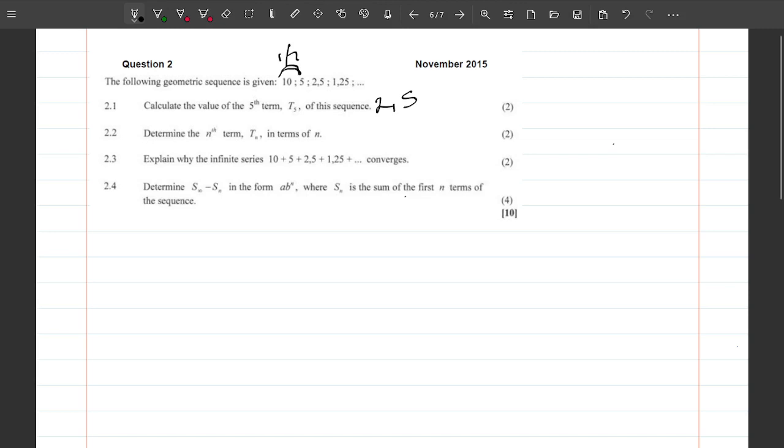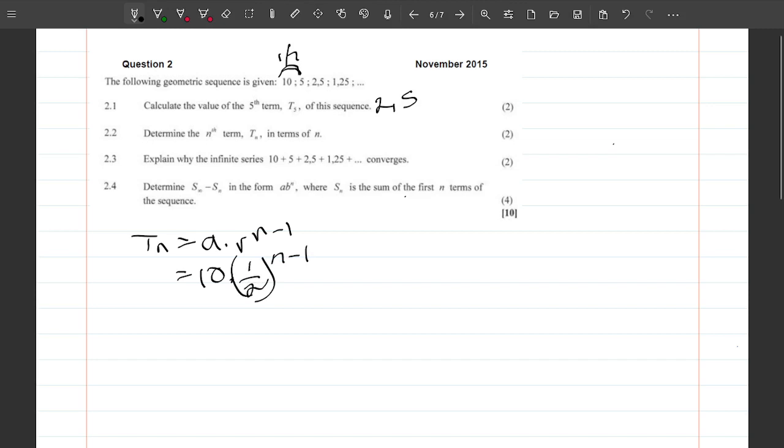And then, determine the nth term Tn in terms of n. That's just easy stuff. So we begin by finding the ratio, which we already just found. Here's the common ratio. So I'm just going to jump into the formula. Tn is equal to a times r to the n minus 1. What is a? A is the first term, so that's just 10, multiplied by r, the common ratio, well, that's a half, to the power of n minus 1. Done. It's in terms of n, and it's the general formula.